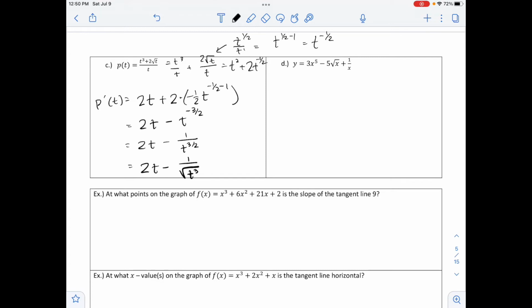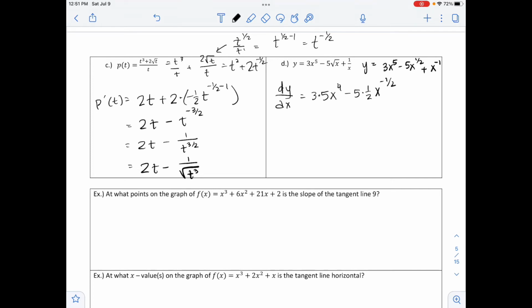Part D says y equals 3x to the fifth minus 5 times the square root of x plus 1 over x. So again, I'm going to rewrite this before I even begin taking a derivative. And so this is going to be 3x to the fifth minus 5x to the 1/2 plus x to the negative first. And so to take our derivative, I'm going to go ahead and use dy dx equals, we have 3 times 5 x to the fourth minus 5 times 1/2 x to the 1/2 minus 1, or negative 1/2.